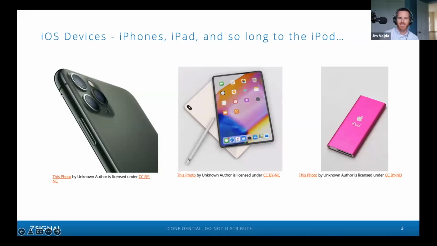Rest in peace, the iPod. That's where the i in iPhone and iPad and so on came from, right? iPod was the first i device. Yes, it was. Or was it the iMac? Oh, it might have been iMac. Oh man, now you're getting me confused. I don't know. I'm sure we'll hear about it in the chat. Oh, I'm sure.